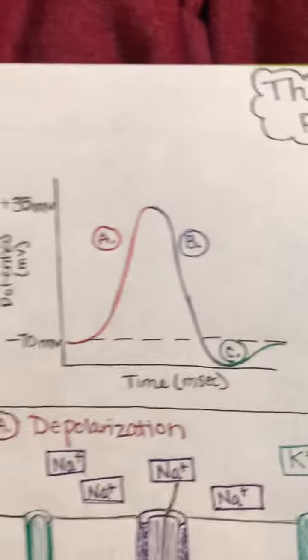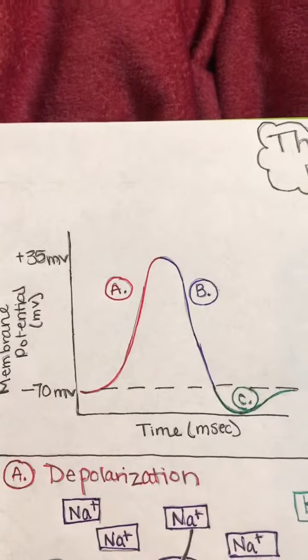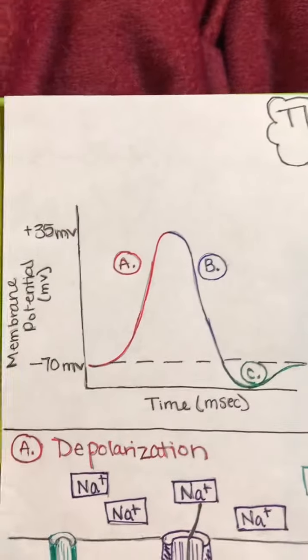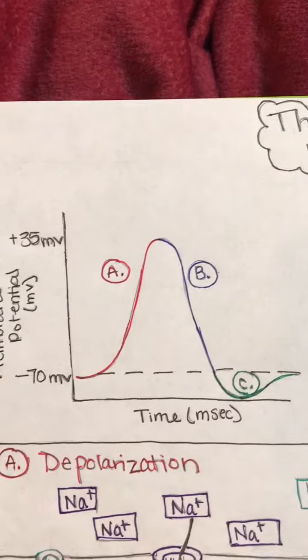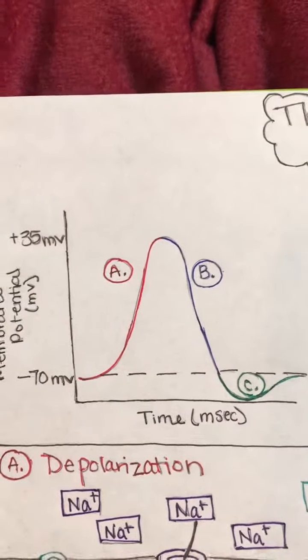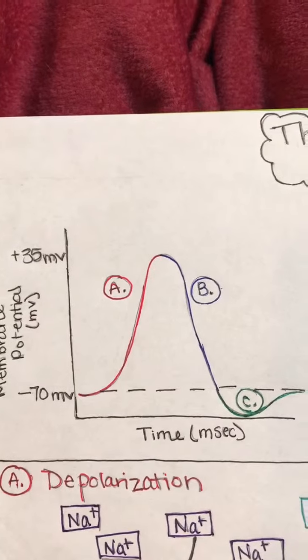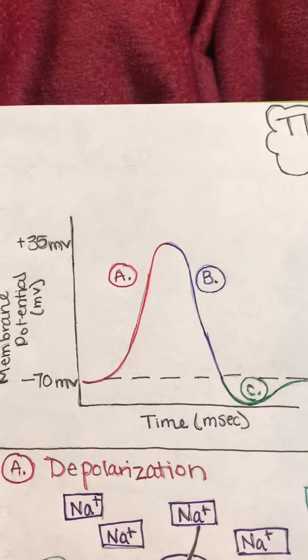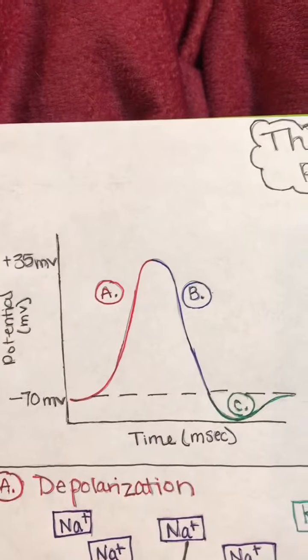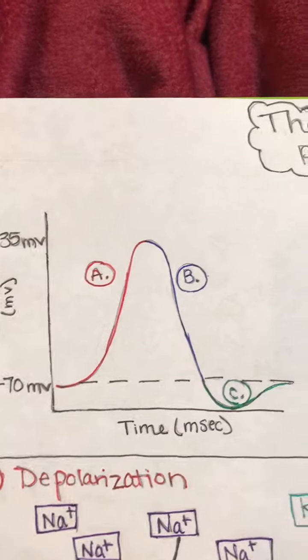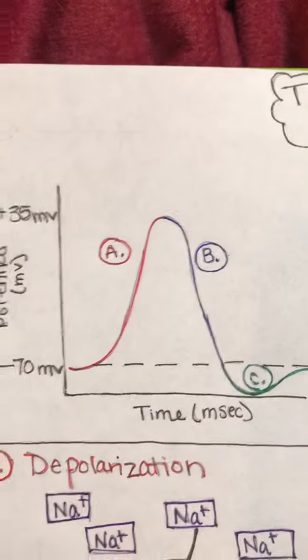So first I have this beautiful graph of the change in the membrane potential over time due to an action potential. As you can see here, the part labeled A is depolarization, which is an increase in membrane potential from negative 70 up to about plus 35 millivolts.